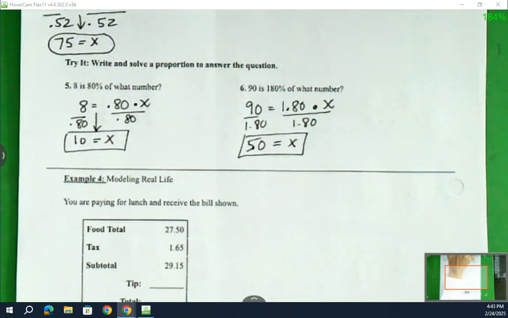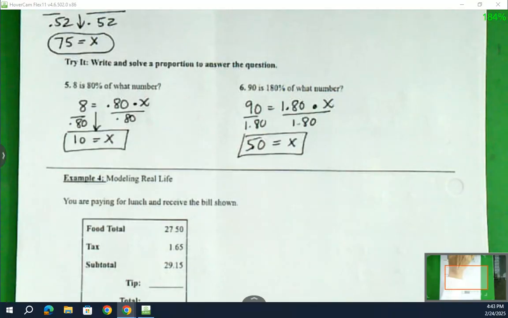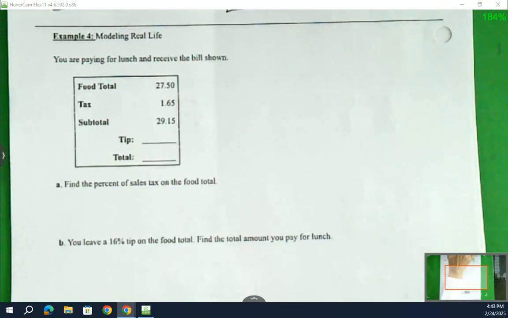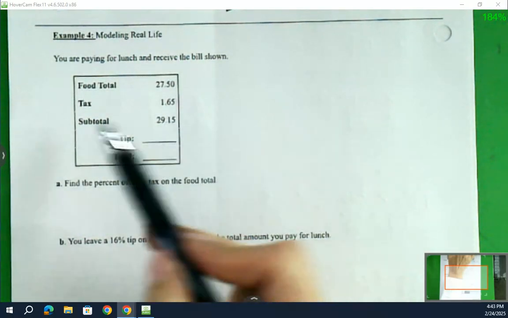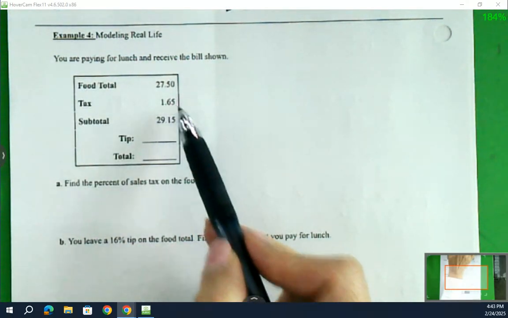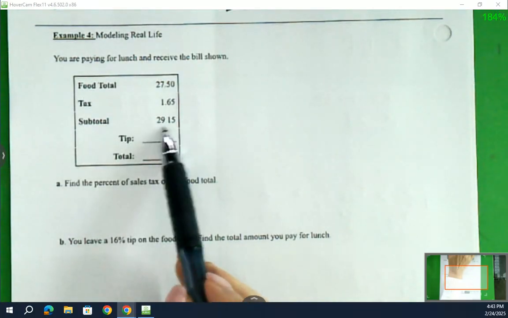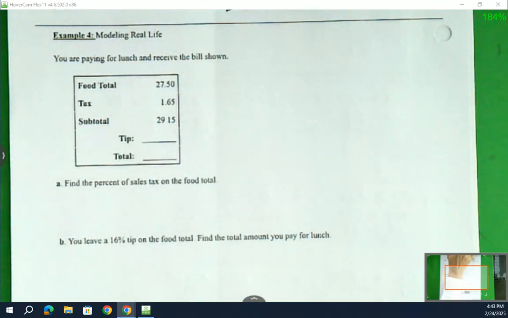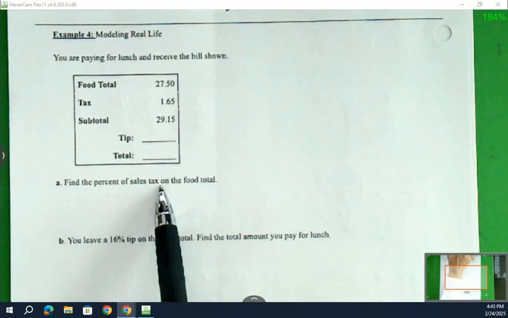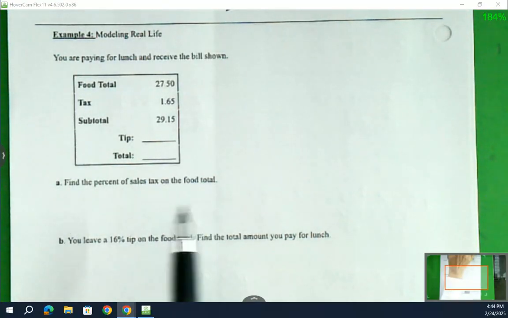All right, now we have a word problem. Example 4, modeling real life. You are paying for lunch and receive the bill shown. Okay, so we have a food total of $27.50. The tax on that was $1.65, and the subtotal is $29.15. It says find the percent of sales tax on the food total. So we need to know what is the percent sales tax.